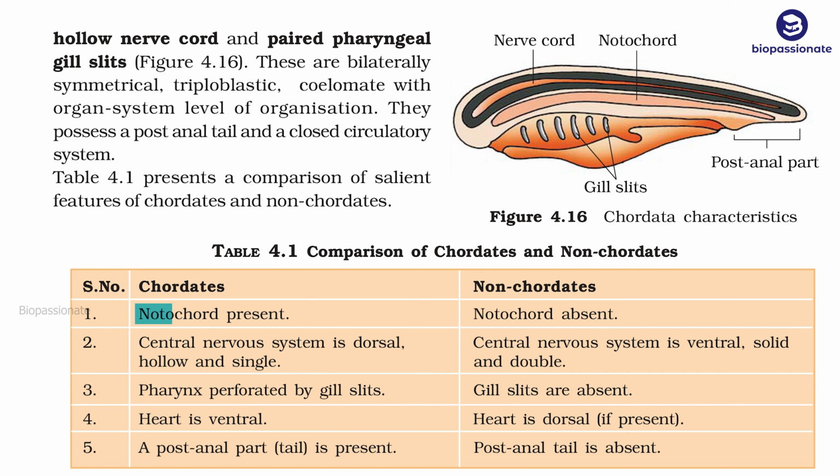In chordates, notochord present. Central nervous system is dorsal, hollow, and single. Pharynx perforated by gill slits. Heart is ventral. A postanal part, tail, is present. In non-chordates, notochord absent. Central nervous system is ventral, solid, and double. Gill slits are absent. Heart is dorsal, if present. Postanal tail is absent.